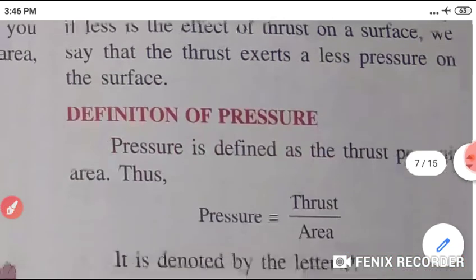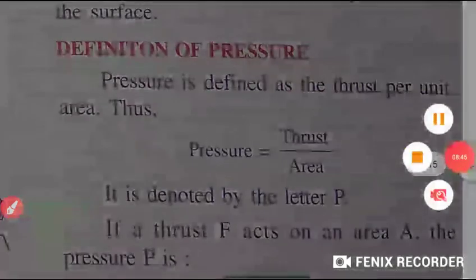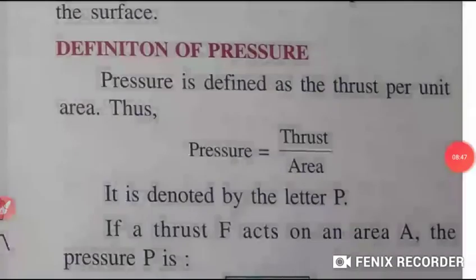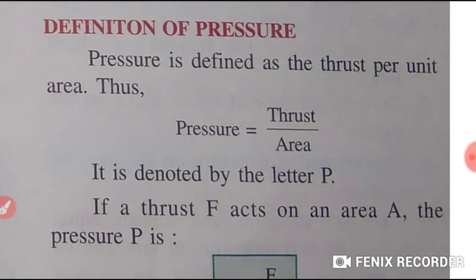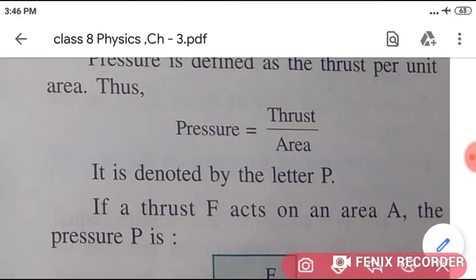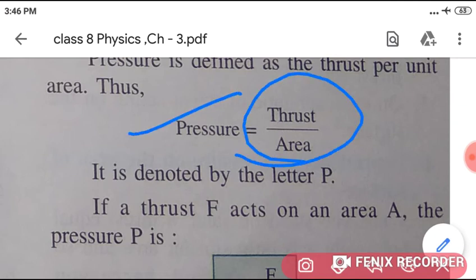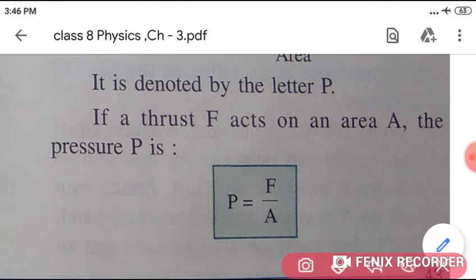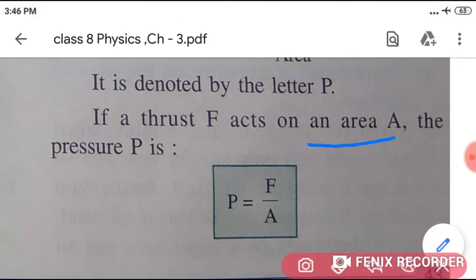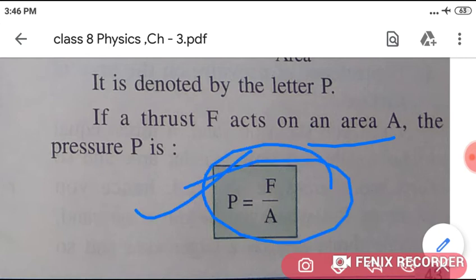Now, students, let's see the definition of pressure. What is the definition, students? Pressure is defined as the thrust per unit area. Underline this, students. That means pressure is equal to thrust upon area. And we denote this pressure by the letter P. Students, if a thrust F acts on an area A, what will be the pressure? The pressure will be P is equal to F upon A.